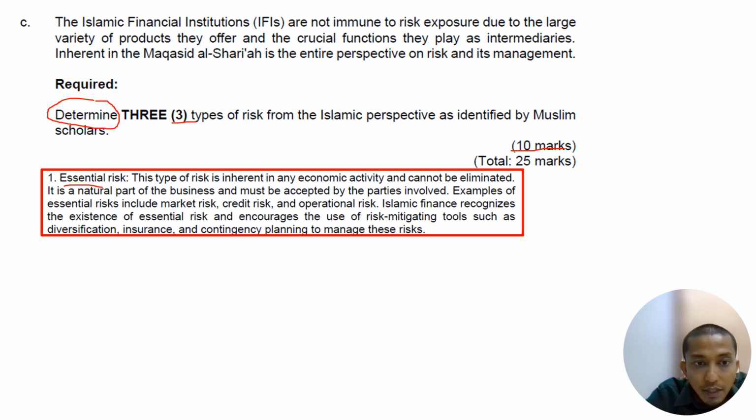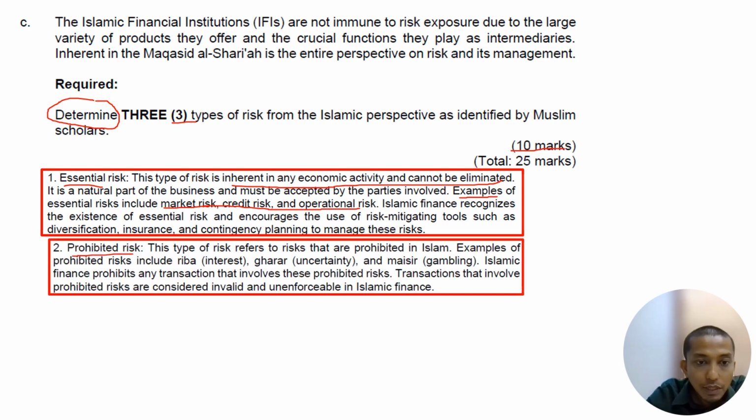What is essential risk? It is inherent in any economic activity and cannot be eliminated. You see the explanation, and here they give you an example. Examples of essential risk include market risk, credit risk, and operational risk. This example is enough for you. Again, you can explain more if you are confident, but this is my suggestion. Point, answer, essential risk, explain, example. 3 or 4 sentences per item is enough, right? Because you want to get maximum marks.